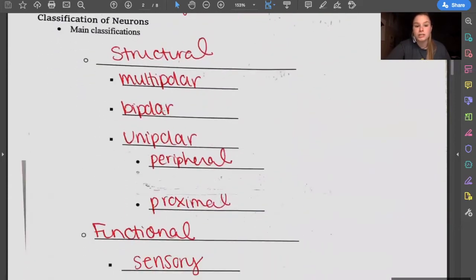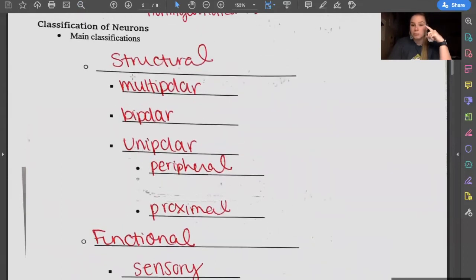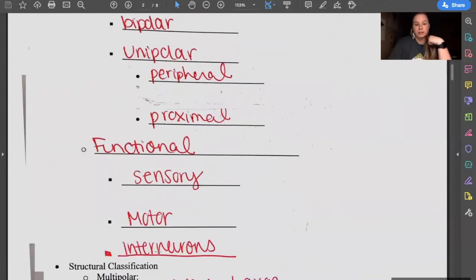Okay, so we have lots of classifications of neurons, which is where our function and our classification and our branching really comes in. The main classifications are structural and functional. So they'll classify them by their structure or by their function. In structure, we have multipolar, bipolar, and unipolar, and I'll show you these in a second. Under unipolar, we have peripheral and proximal. Functional, we have sensory, motor, and interneurons.